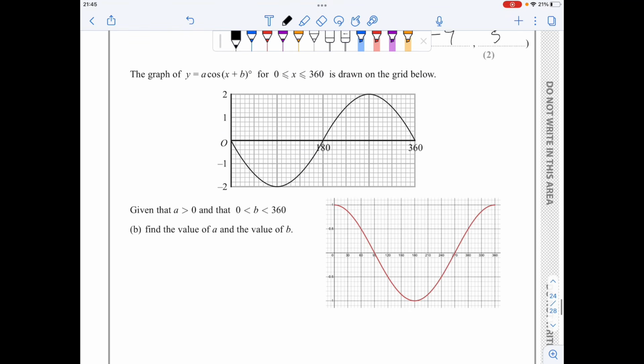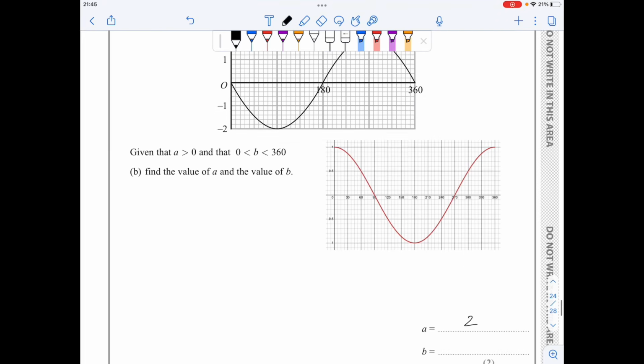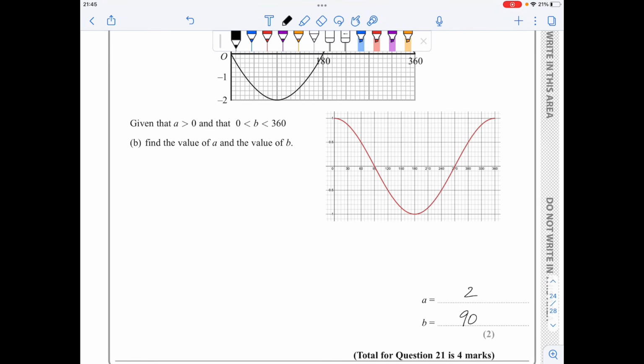Now to find b, note that this is a translation, left or right, but because b is positive, this is a translation to the left. Let's take one of the points on the original graph. Let's take the minimum. The minimum has x coordinate of 180. The translated one has an x coordinate of 90, which means that my graph has moved 90 degrees to the left. Hence, b is equal to 90.